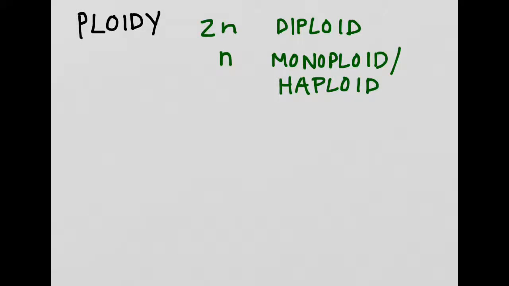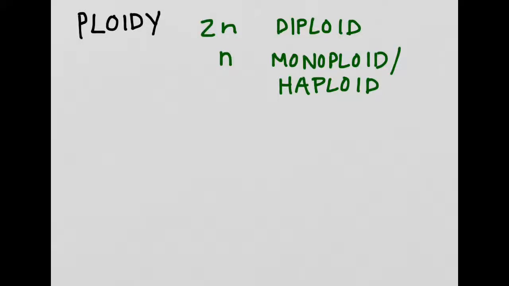Remember that a typical body cell in a eukaryotic organism, like a human, is going to be 2N or diploid. And this is the normal condition for every body cell. Then we also have a monoploid, which is sometimes also known as haploid. And this is the condition for cells that go through meiosis and end up as a sperm or an egg cell, right? We call those gametes.